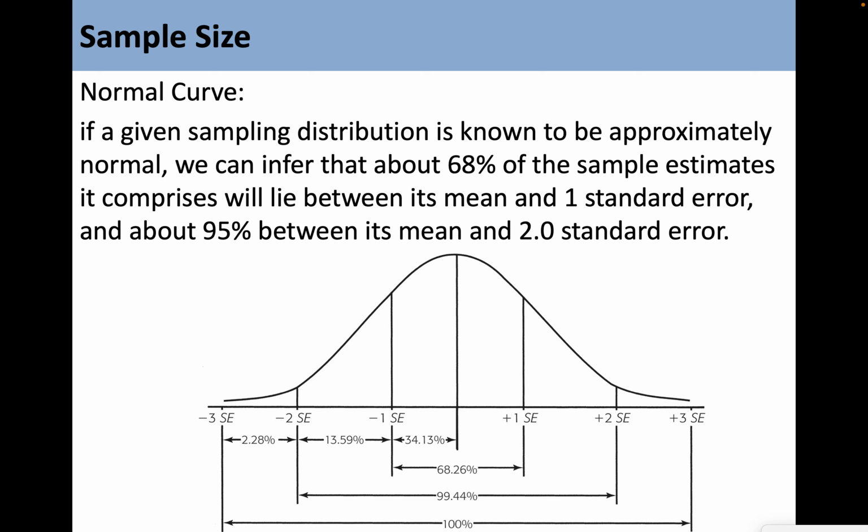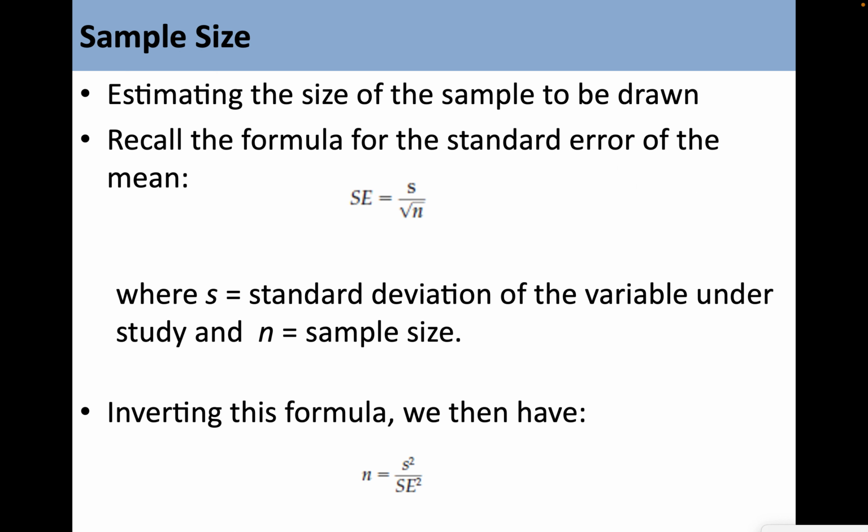It's a normal curve. Estimating the size of the sample to be drawn: recall the formula for the standard error of the mean. Standard error equals S over the square root of n, where S is the standard deviation of the variable under study, and n is the sample size. Inverting this formula, we then have n equals S squared over SE squared.